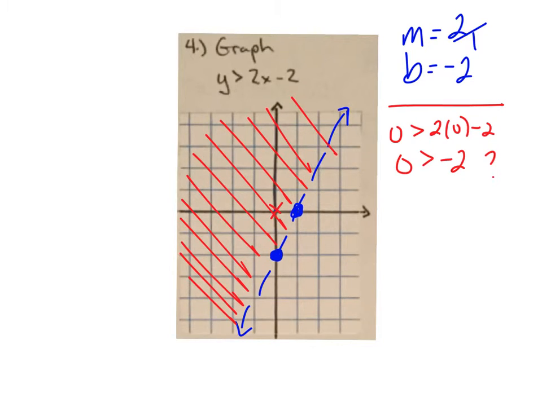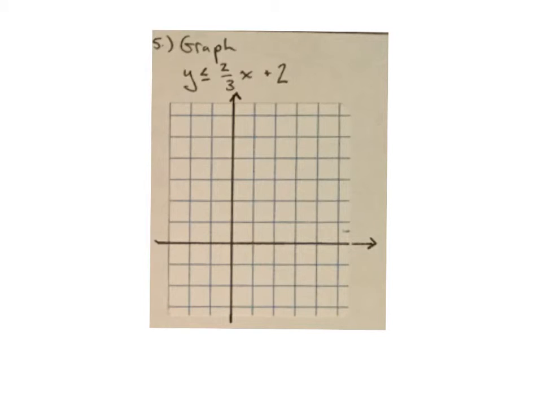Let's try another one. When we have y is less than or equal to 2/3 x plus 2, first, identify the slope and the y-intercept. Here our slope is 2/3 and our y-intercept is positive 2. Graph the y-intercept, then use your slope, positive 2 over 3, to go up 2 and over 3 and plot a second point. Now identify whether your line should be a solid line or a dotted line.